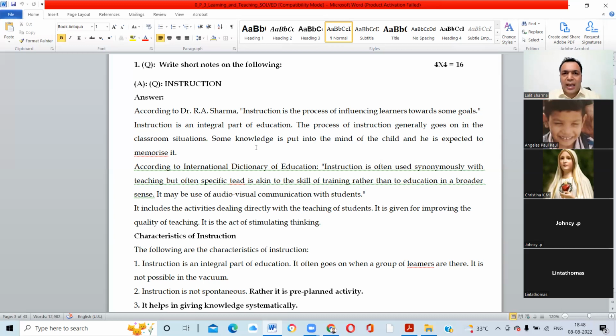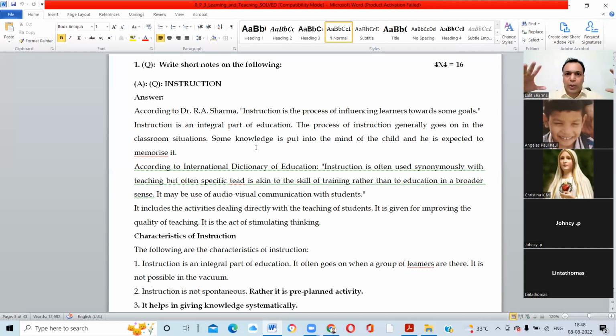Sometimes we assume that indoctrination is education. Sometimes we assume that instruction is education. Sometimes we think that training is education, but these are not education. In fact, these are parts of education. When you talk about instruction, teaching, training, or indoctrination, these are parts of education.